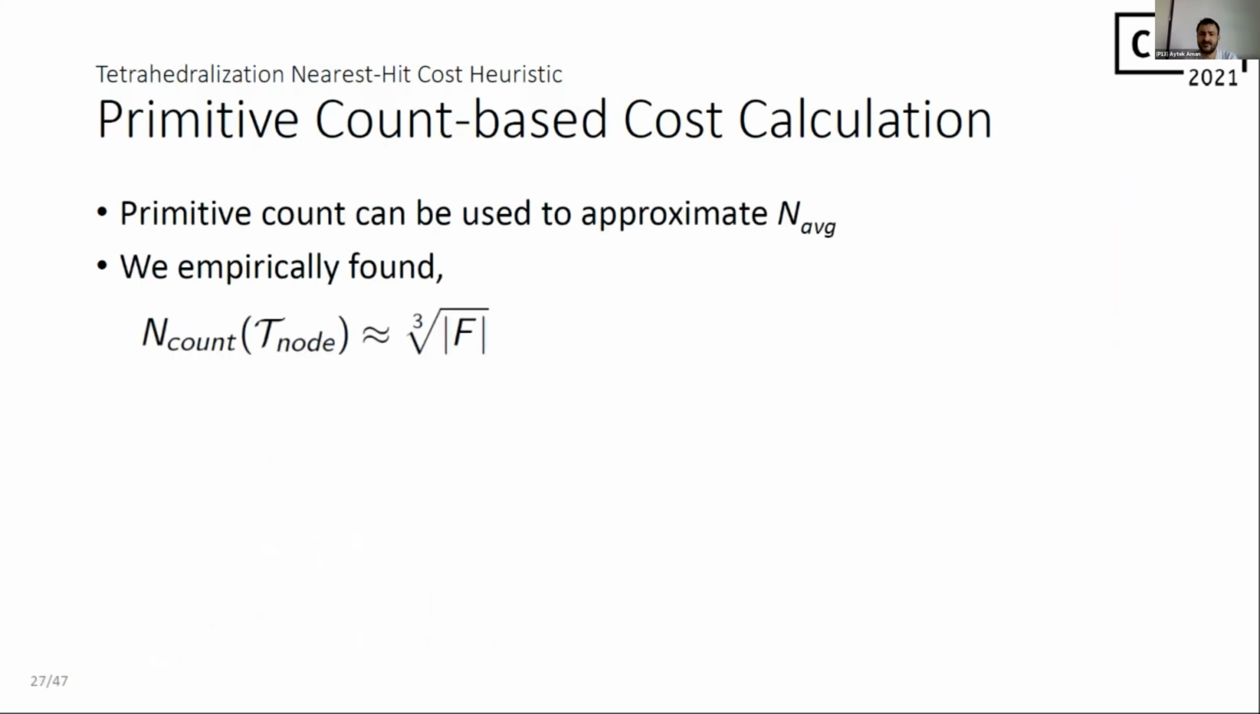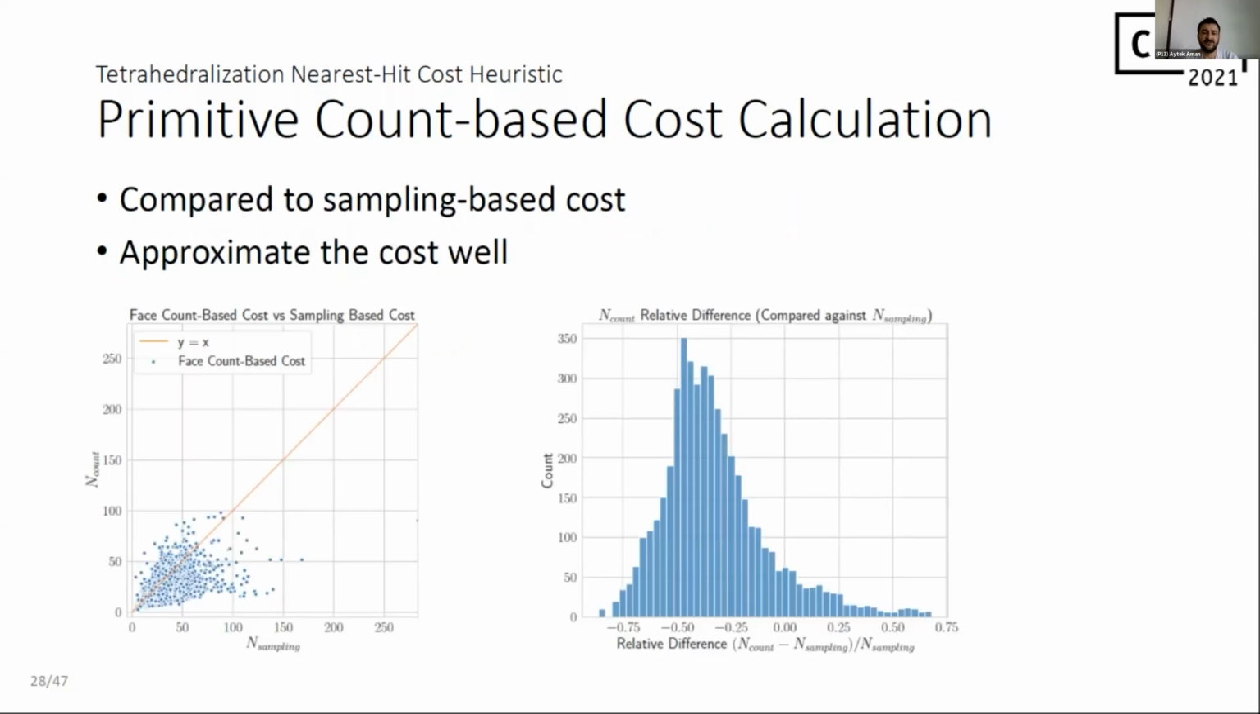And our last method is primitive count-based cost calculation. A primitive count in a node can be used to approximate the actual cost, and we empirically found that the cubic root of the number of faces in a node is a quite good approximation of the cost of the tetrahedralization. And when it's compared to sampling-based cost, we saw that this approximates the cost well.